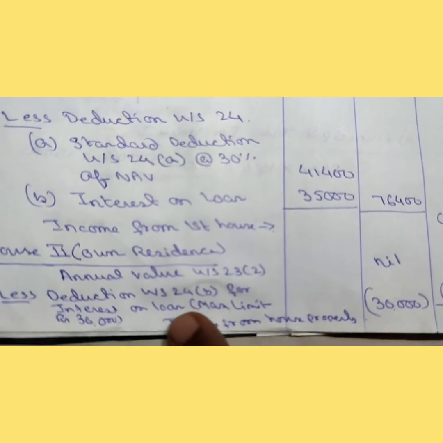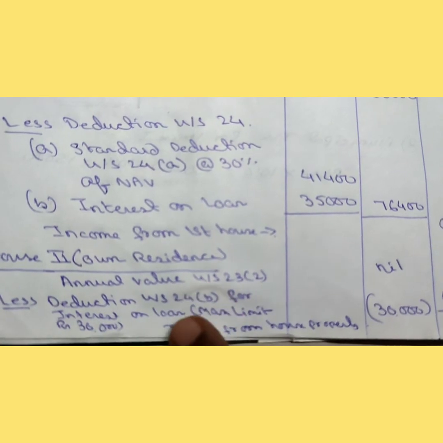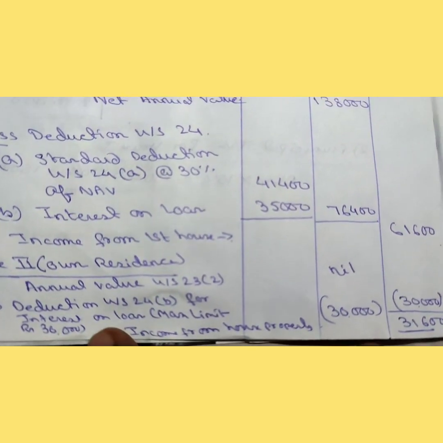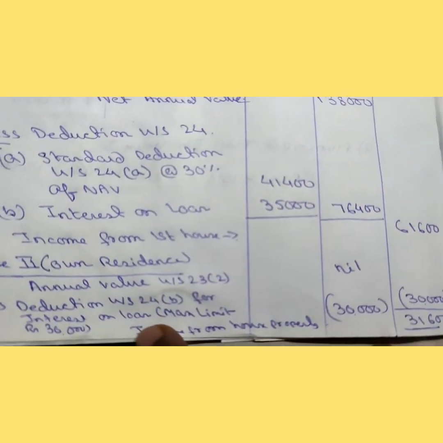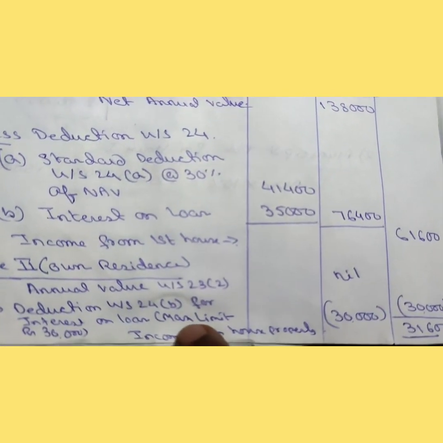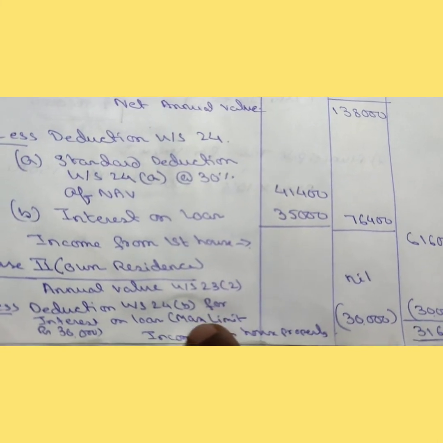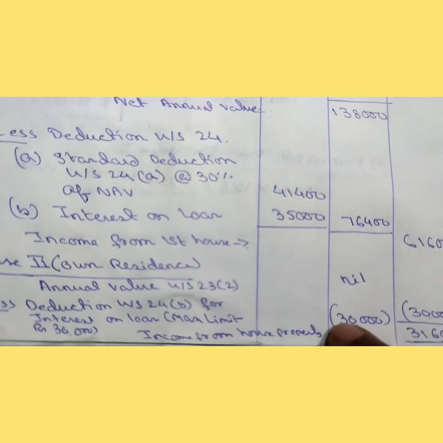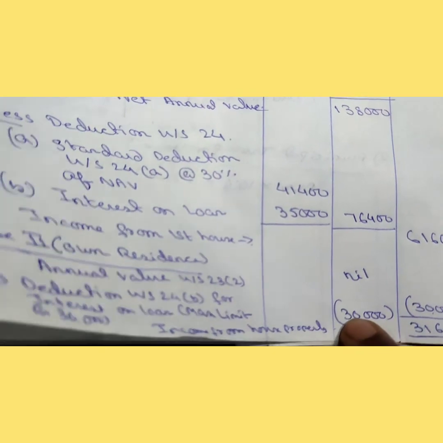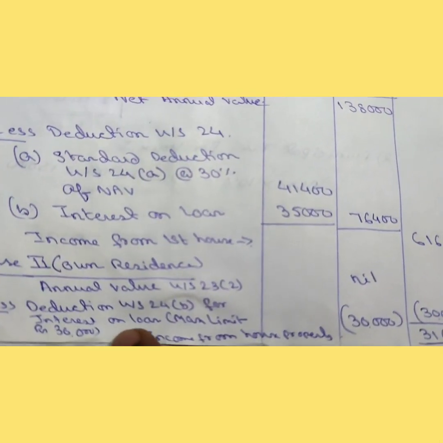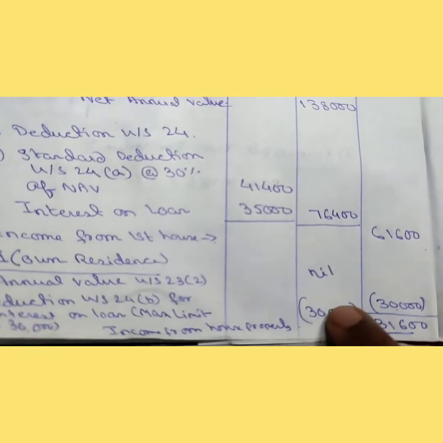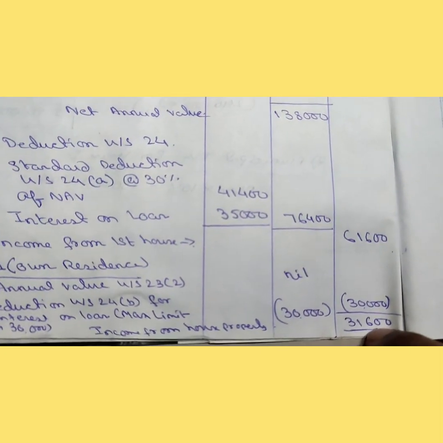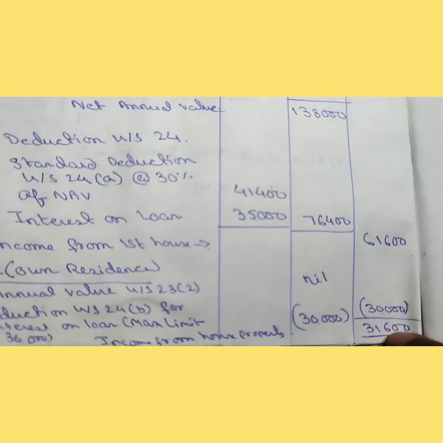But here the loan is taken before 1/4/99, and this is a self-occupied house, so a maximum limit of deduction is there, and the maximum limit of deduction is rupees 30,000. So though interest on loan is given in the question as rupees 42,000, Mr. Ajit Kaur will get only rupees 30,000 as deduction from here, because this is the maximum limit of interest on loan, that is 30,000. So negative 30,000 is the income from second house. So total income from house property for Mr. Ajit Kaur is 31,600.